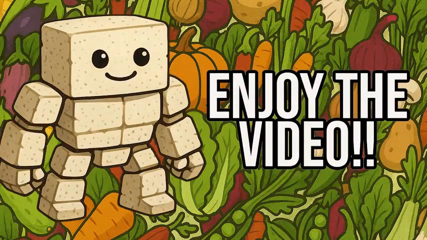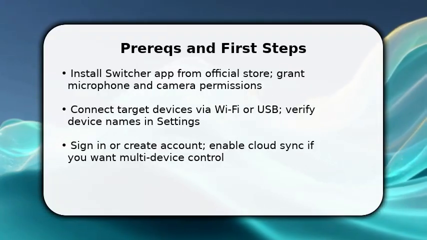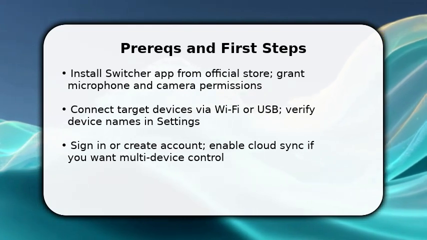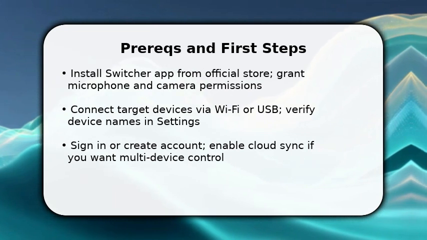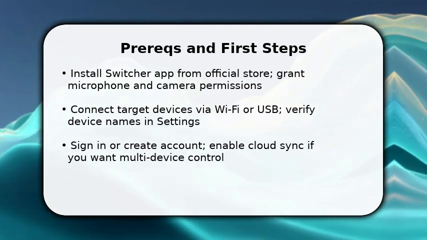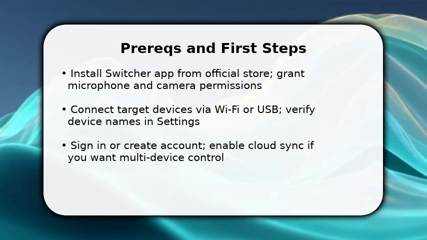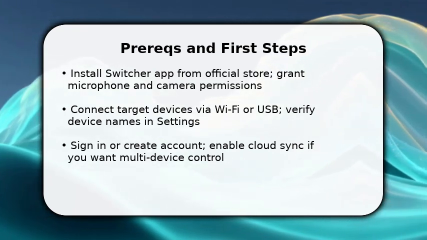Please enjoy the video. You start by confirming prerequisites: the app installed, permissions granted, and target devices reachable. Once those checks pass, open Switcher and sign in. Next, add a device by tapping Add Device and choosing Wi-Fi or USB.